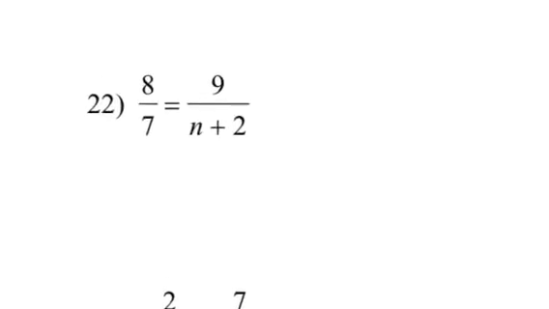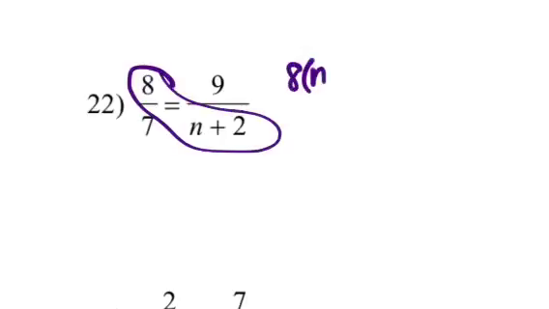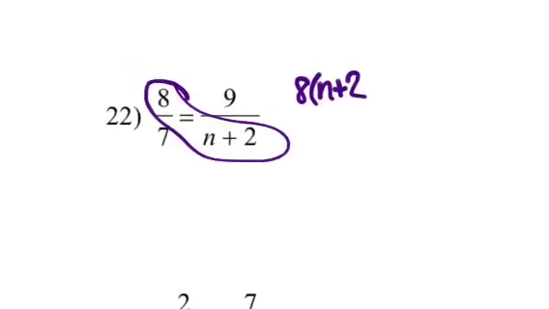This is where things get a little on the complicated side. I'm going to cross multiply just like I did yesterday, which means I'm going to have 8 times that entire quantity equals whatever I cross multiply the other two corners with. 9 times 7 is 63.